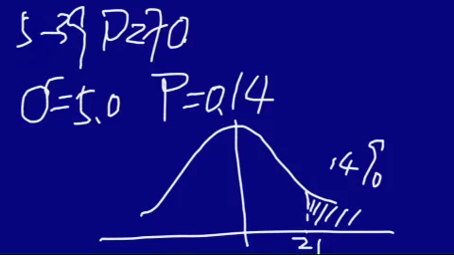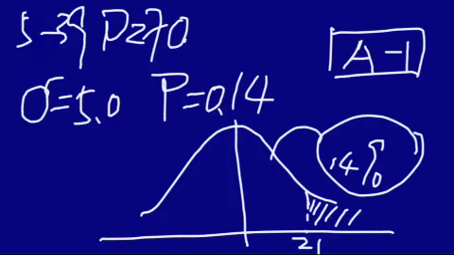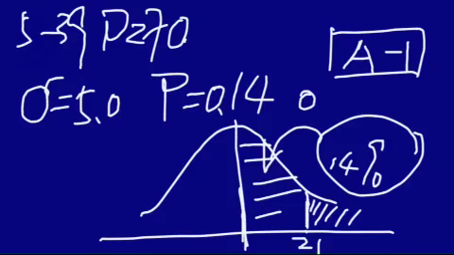And in this case, when we check the table A1, we first need to convert this probability into the probability between the random variable and the mean, because in the table A1, all the probability is only between the mean and the random variable. So this part comes from 0.5 minus 0.14. We get 0.36. And when we check the table, we find that the z-score is 1.08.